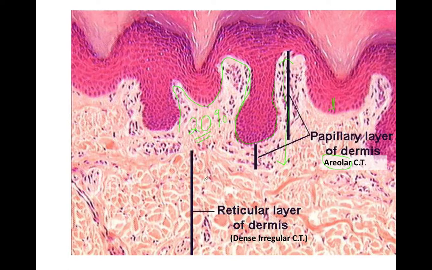Deep to the papillary region, about 80% of the dermis is going to be the reticular layer of the dermis. Don't ask me why it's called reticular layer. It does not have reticular fibers. This is all basically collagen fibers and some elastic fibers in here, but they call it the reticular layer of the dermis, and this is dense irregular connective tissue.